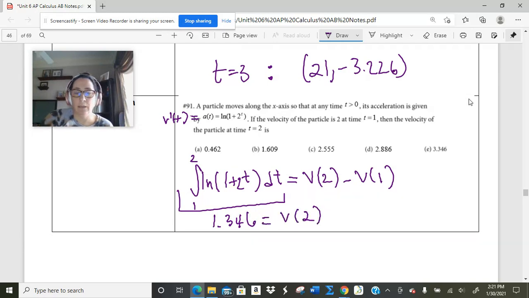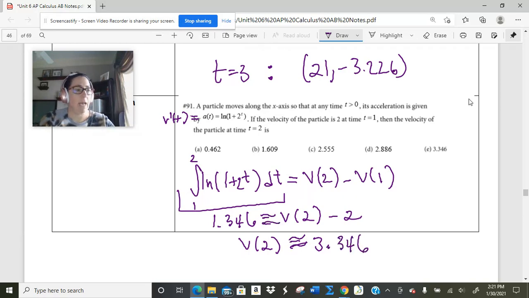What I'm trying to find, what I already know, and then add over the 2. That's an approximation on these guys. And there you have it.